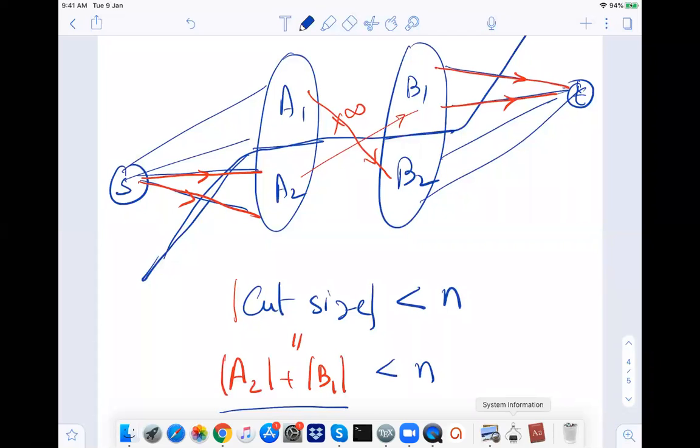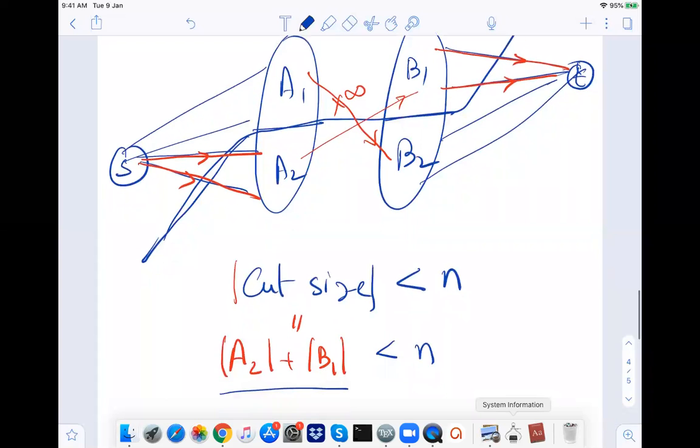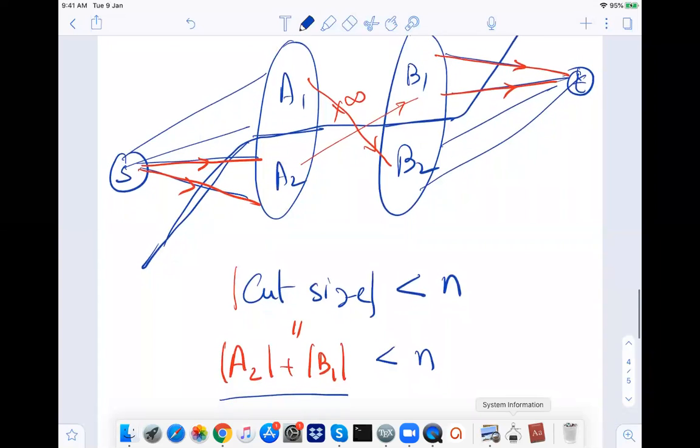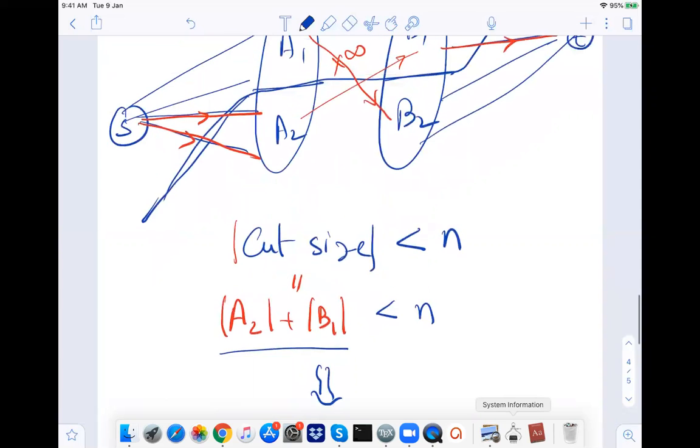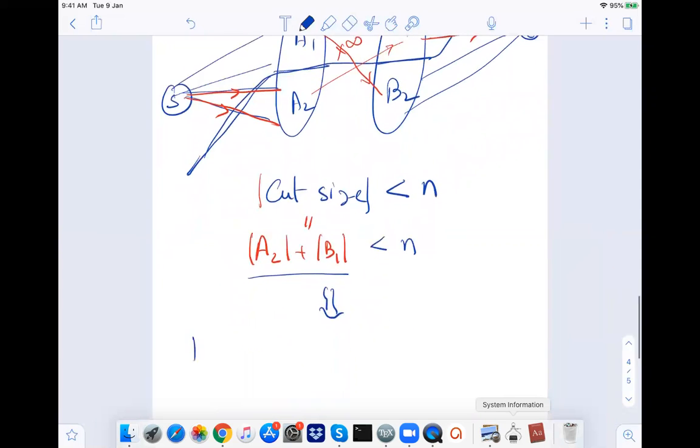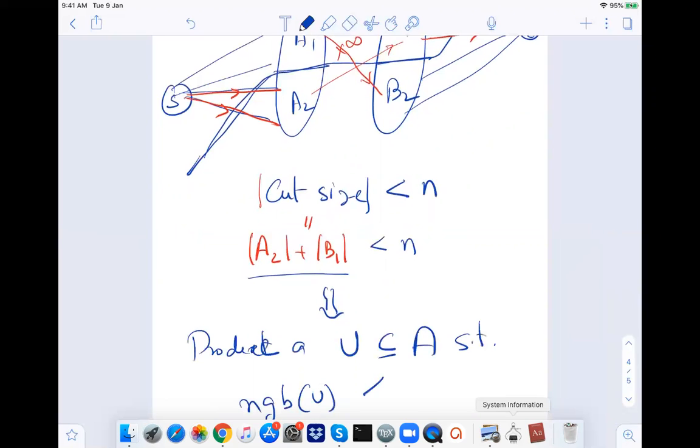Okay, I'm not saying anything more. You go and think about this. For the rest of it, from this kind of calculation, all you have to do is produce a U, a subset of A, such that the neighborhood of U is strictly less than the size of U.